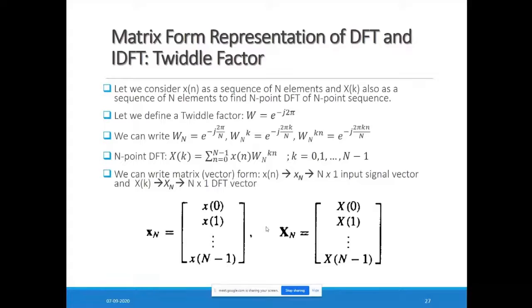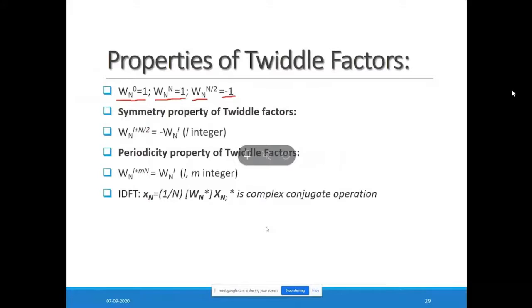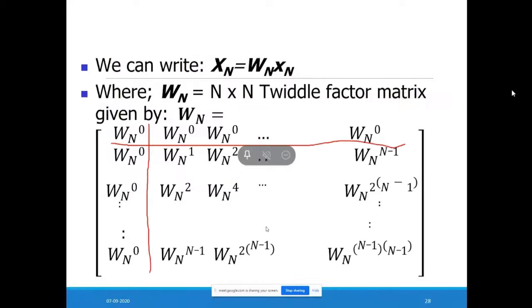Siddharth, CO18 or CO11. Siddharth, please unmute your mic. Yes, sir. You got this about the twiddle factor and all these values? Yes, sir, I got it. Any query? Not right now, sir. Okay.